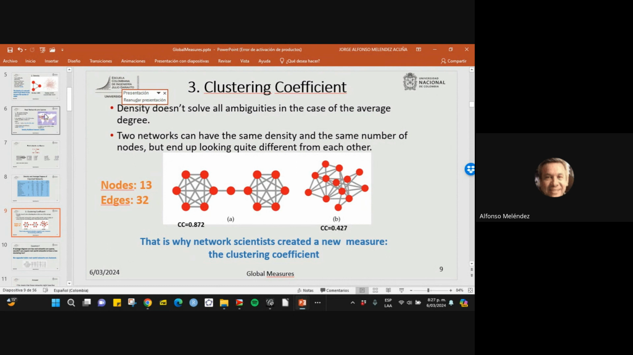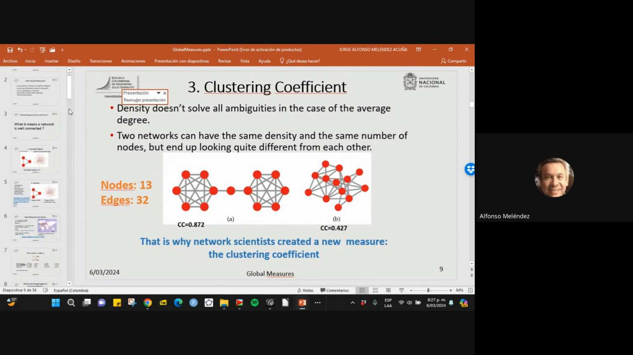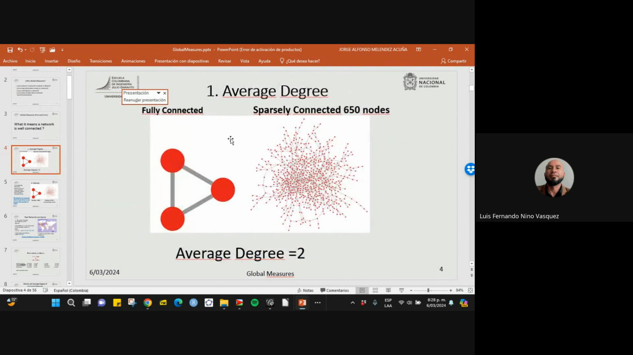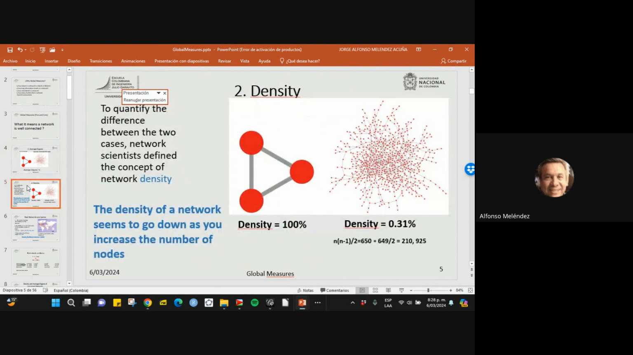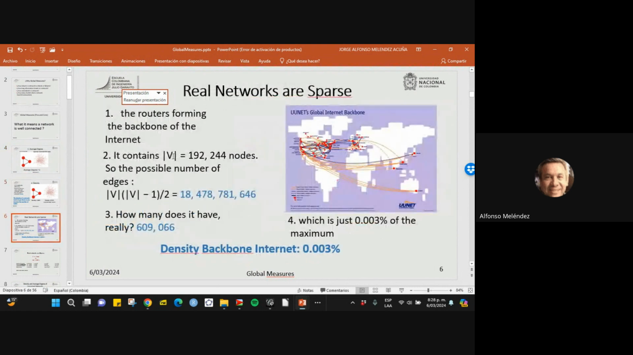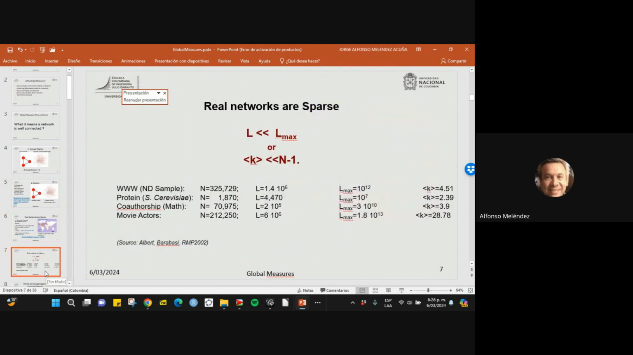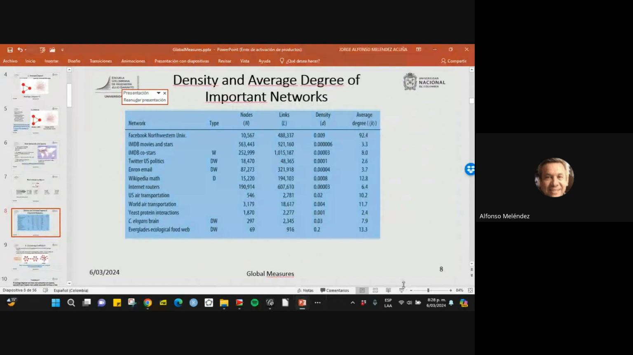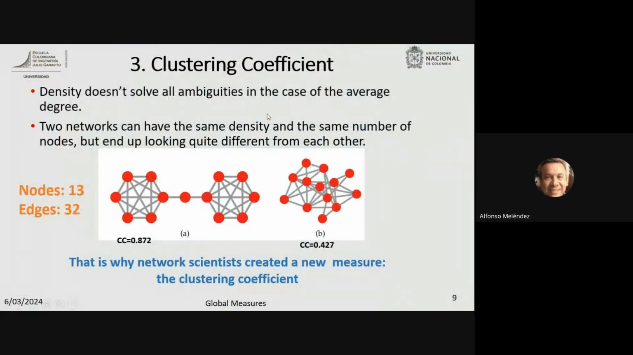So we have seen some global measures. This one, average degree, not very important. Density, more important. Important to know that networks are sparse. Examples. And clustering coefficient, one of the most important measures of a network.